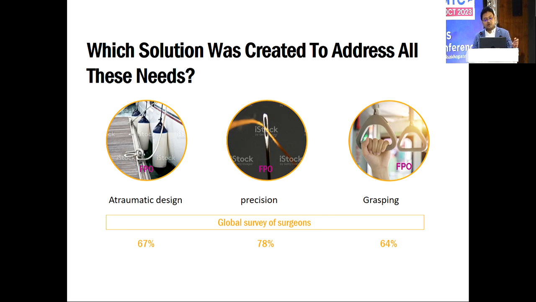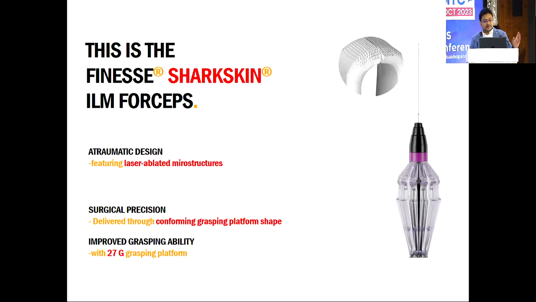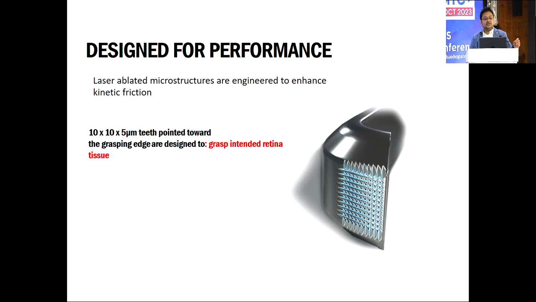Now the ILM forceps have an atraumatic design with precision and grasping. This is the finest Sarskin ILM forceps. Atraumatic design featuring laser ablated microstructures, with surgical precision delivered through a conforming grasping platform shape. With the 27 gauge grasping platform, it has improved grasping ability. It is a design for performance.